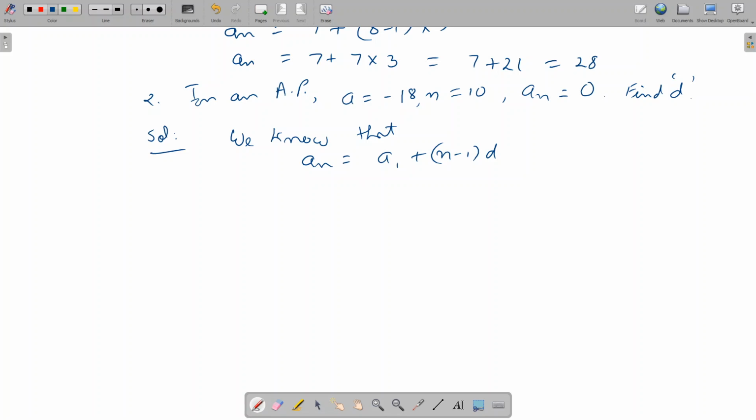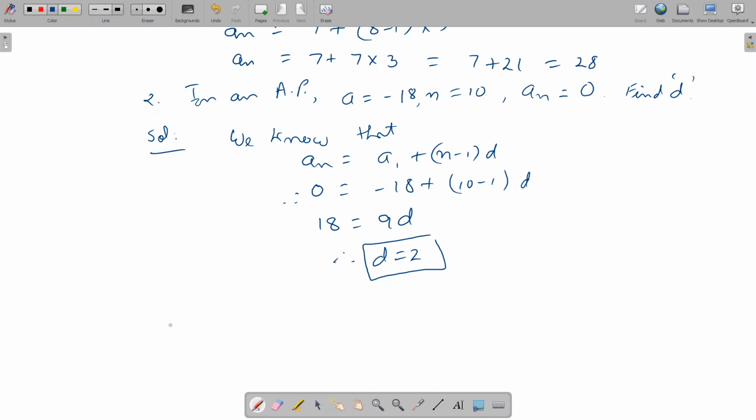So an is 0, therefore 0 equal to a1 is minus 18 plus n is 10, 10 minus 1 into d. On calculation, minus 18 will transfer to the other side, will give plus 18. So 18 equal to 10 minus 1 is 9, 9d, therefore d equal to 2. So this is our solution for question number 2.